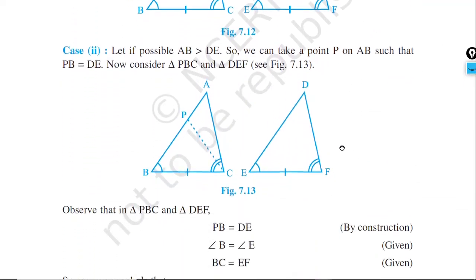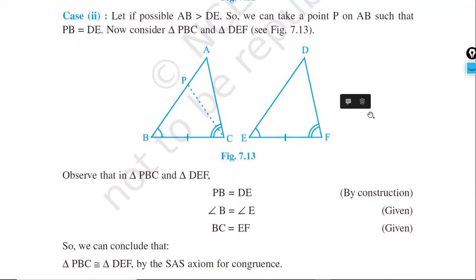Okay, here is the second case. Let, if possible, AB be greater than DE. AB is greater than DE. So we can take a point P on AB, right?